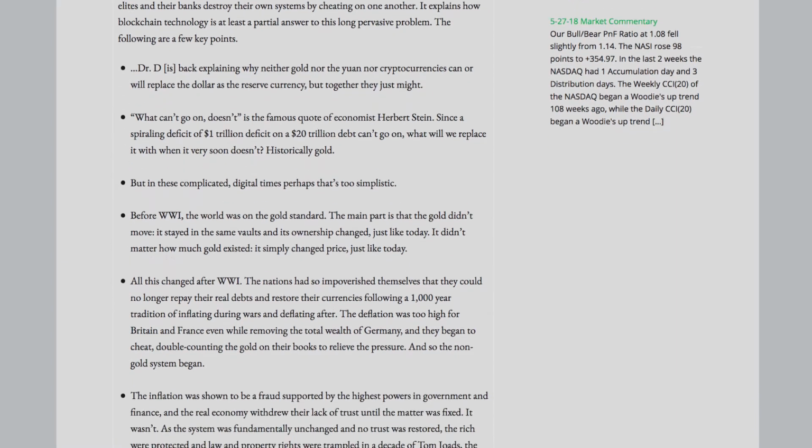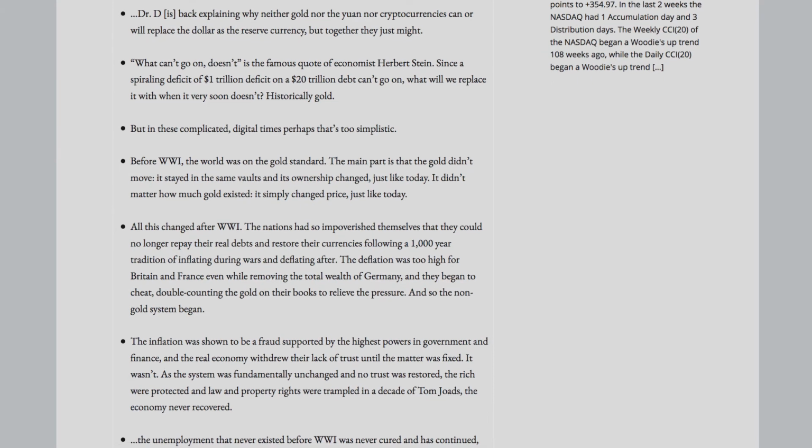Dr. D is back explaining why neither gold nor the yuan nor cryptocurrencies can or will replace the dollar as the reserve currency, but together they just might. "What can't go on doesn't," is the famous quote of economist Herbert Stein. Since a spiraling deficit of $1 trillion on a $20 trillion debt can't go on, what will we replace it with when it very soon doesn't? Historically, gold. But in these complicated digital times, perhaps that's too simplistic.